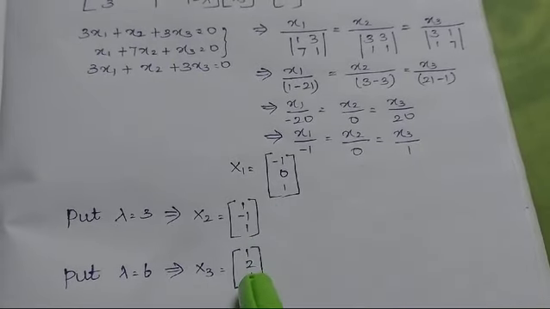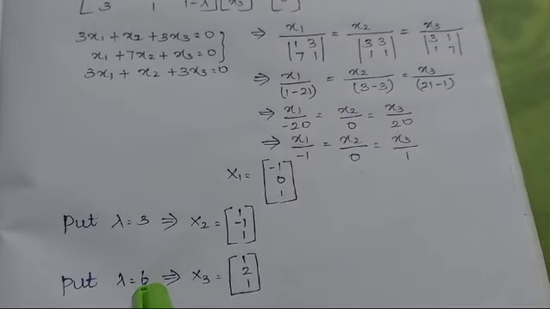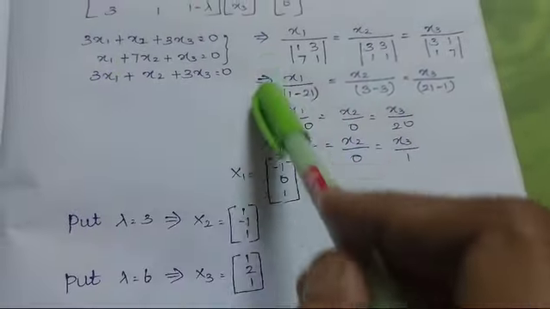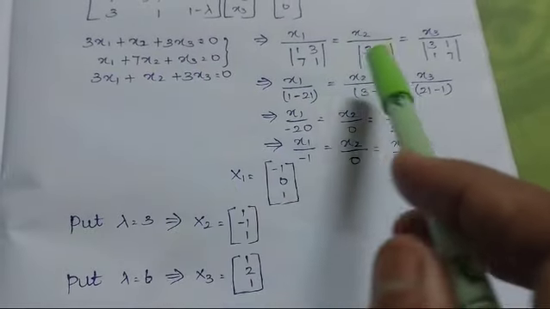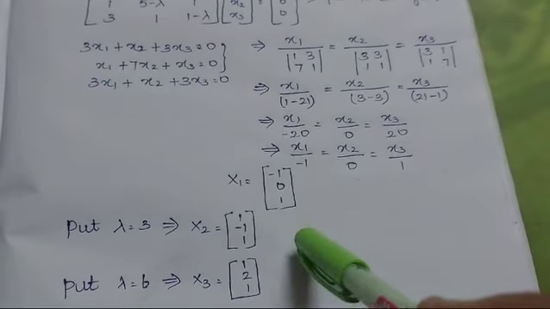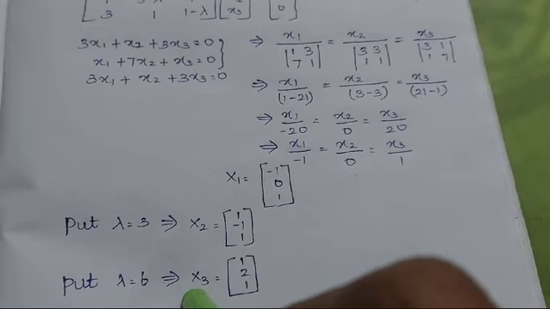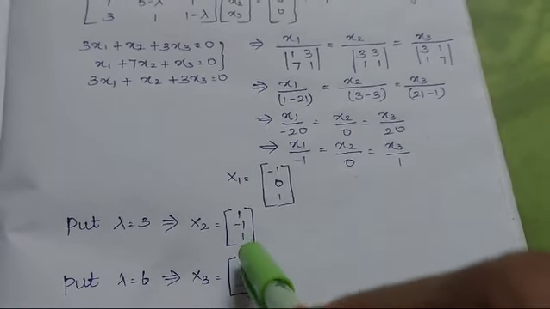In a similar way, we use lambda equal to 6. We can get three equations. In the similar way, from these three equations, we take any two different equations. We can solve for the third eigenvector, that is x3 is equal to 1, 2, 1.